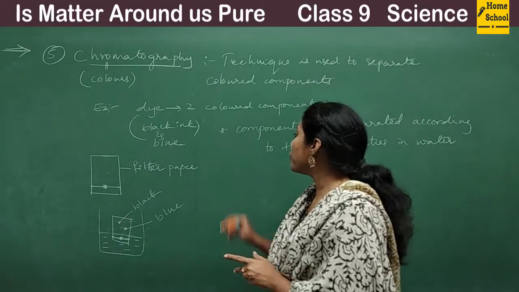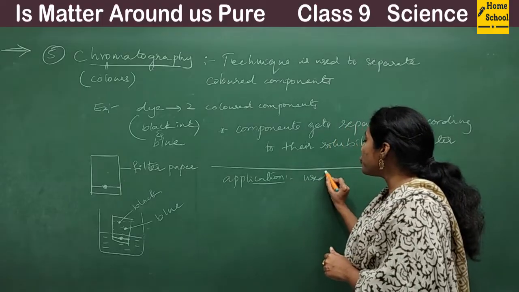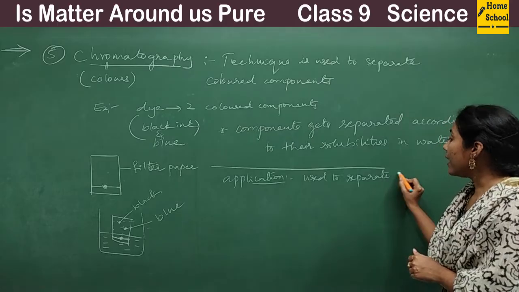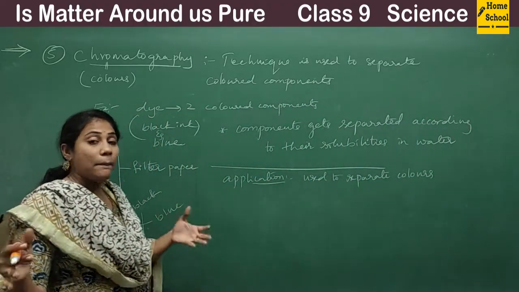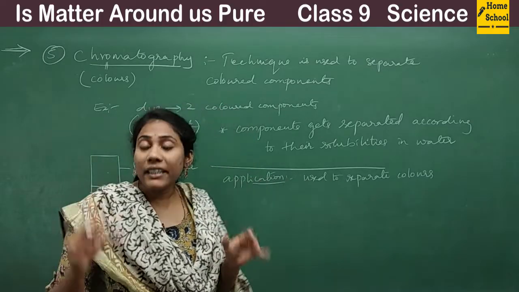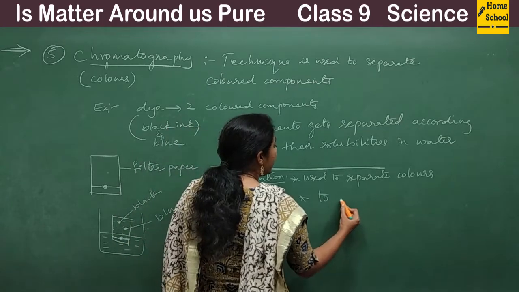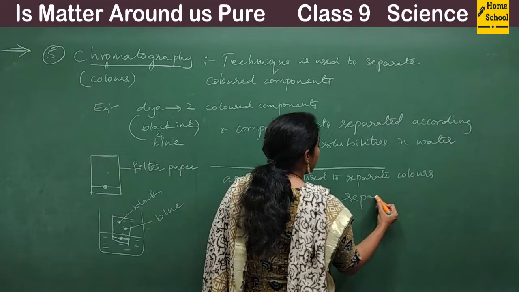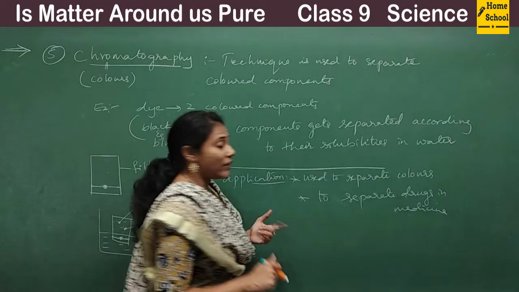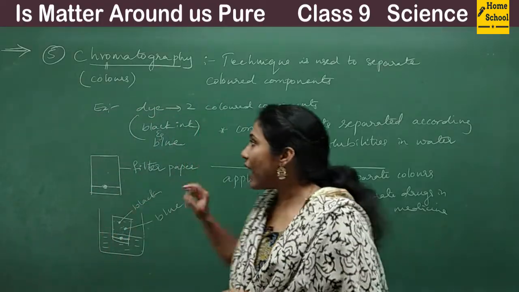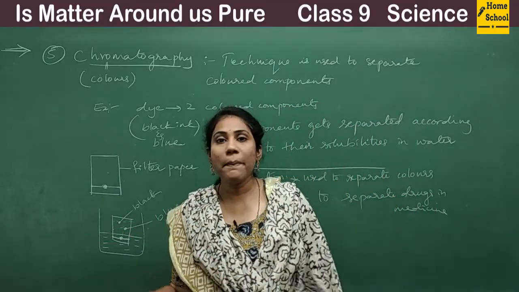So what are the applications of chromatography? I can say it is used to separate colored components, that is, pigments. Pigments are nothing but different colored components that can be present in colored flowers. It can also be used in the field of medicine to separate drugs. So it has various applications which you will be studying at much higher levels. Now just understand what chromatography is, what the principle involved is, and what the major applications are. So that's all about the chromatographic technique.